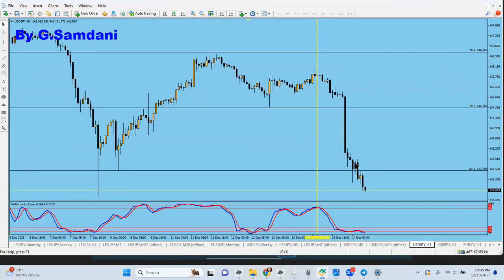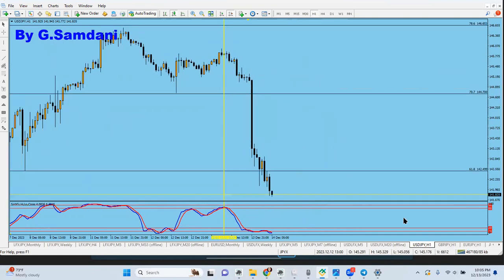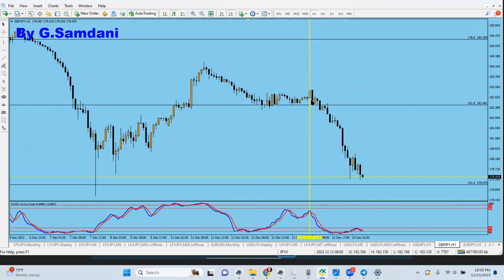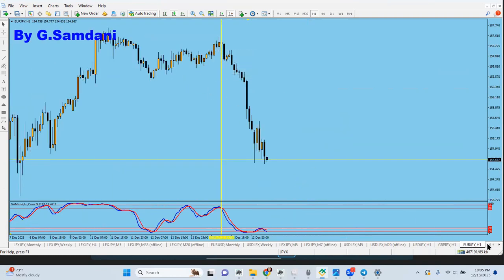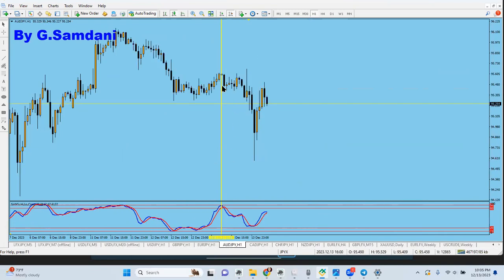This is today, right? This yellow line. And after that, this is what happened to USD yen today. This is what happened to pound yen today. This is what happened to euro yen today. I said all yen pairs will go down, right? So this is what happened to Aussie. Aussie was getting strong as well. So that's what happened to Aussie.